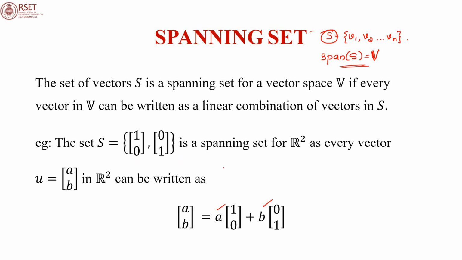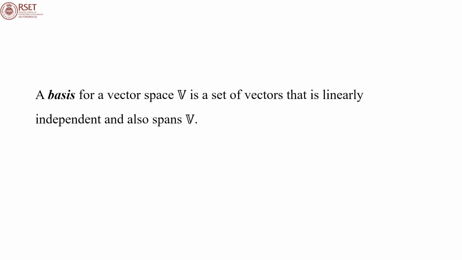Therefore, we can say that the span of this set S is equal to R2. So this set forms a spanning set for R2. And now we move on to the basis for a vector space, which is very important, because a basis for a vector space is a set of vectors that is linearly independent and that spans V. So, if I get a set of vectors V1, V2, etc. Vn, it forms a basis only if they are linearly independent and they span V.